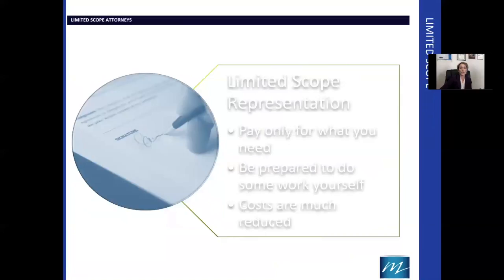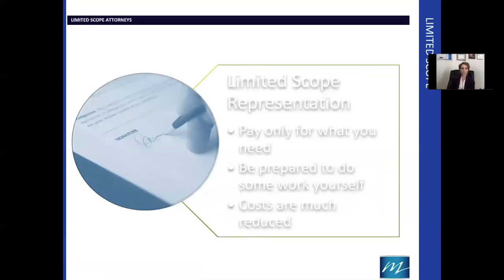What's important is that you look and you understand what the financial arrangement is with the attorney that you're working with. They will most likely give you a written fee agreement, and you're going to want to take the time to go through that carefully to understand what it is that you're doing and spending.